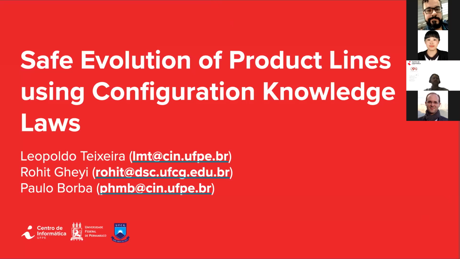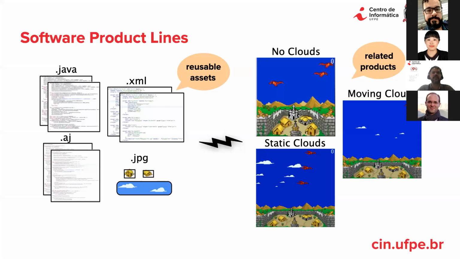All right, good afternoon, everyone. My name is Leopoldo. I'm an assistant professor at Federal University of Pernambuco. This is a joint work with Rohit, who was a keynote speaker last Wednesday at SBMF, and he's at the Federal University of Campina Grande, and Paulo Borba, who's also at the Federal University of Pernambuco. This work deals with the evolution of product lines, and we try to do this safely by using what's called configuration knowledge laws. So we'll unpack this title bit by bit, explaining the meaning of each term. First, let's get an overall idea of product lines.